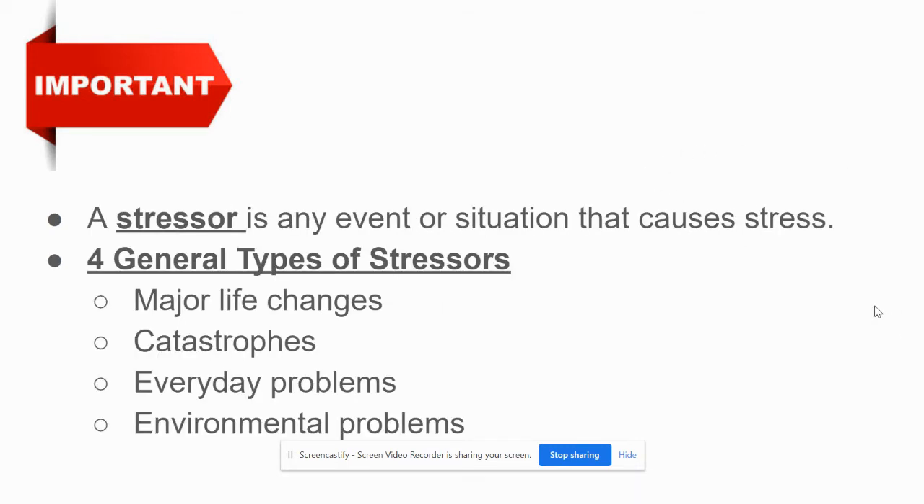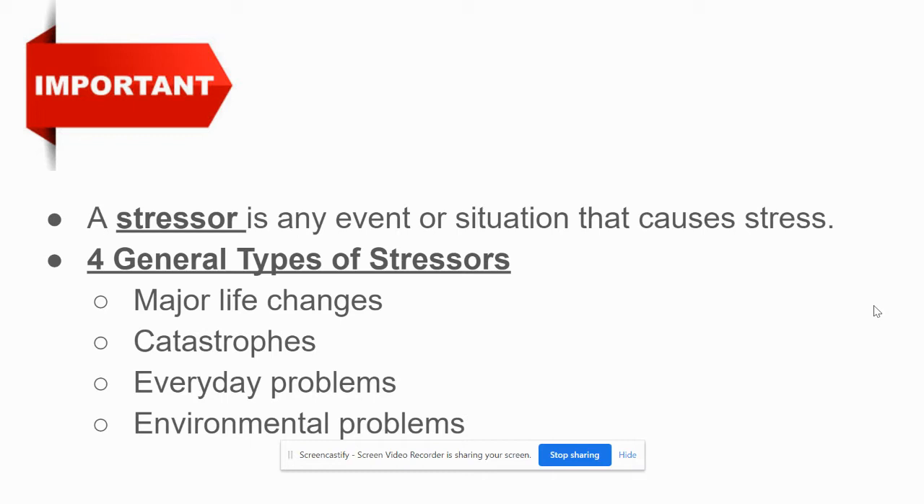All right, you need to know what a stressor is. A stressor would be any of those things that cause stress: an event, a situation, a person, a behavior of somebody. The 4 general types of stressors are listed here. Major life changes like births, deaths, marriage, divorce, moving, starting a new job, ending a job.